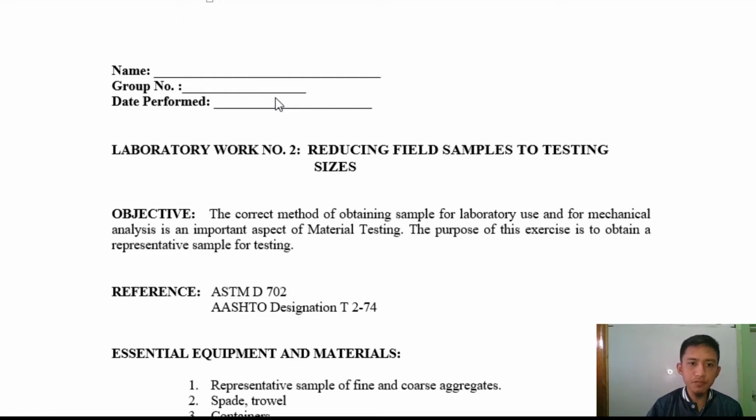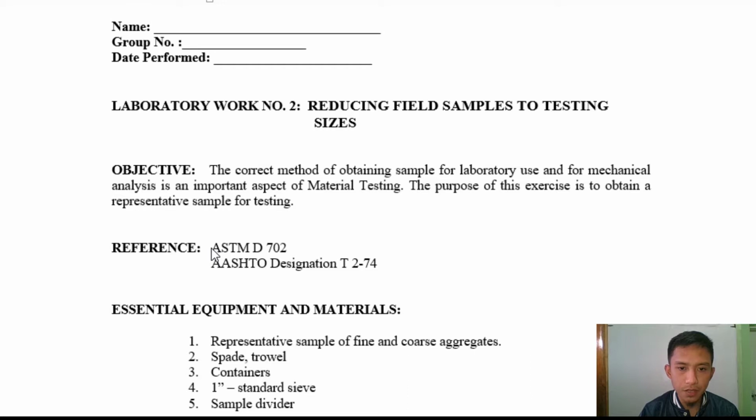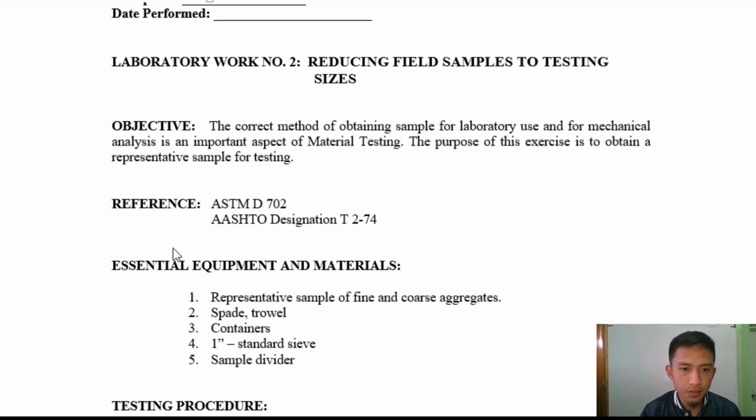Okay, so the objective of this is to understand the correct method of obtaining a sample for laboratory use, and for mechanical analysis, which is an important aspect of material testing. The purpose of this exercise is to obtain a representative sample for testing. The reference here is your ASTM D702 and AASHTO designation T2-74.